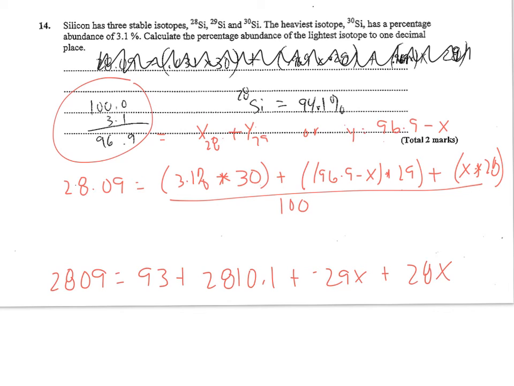And so then when I simplify here, I end up with negative 94.1 on the other side. So multiply both sides by negative 1. And x then, which is isotope 28, and that's the one we're interested in, has to be equal to 94.1%, which was my answer up here as well.